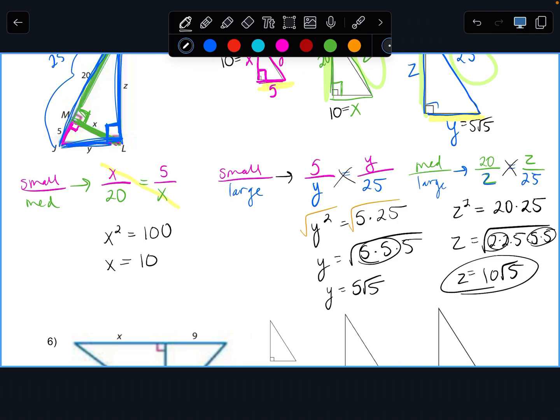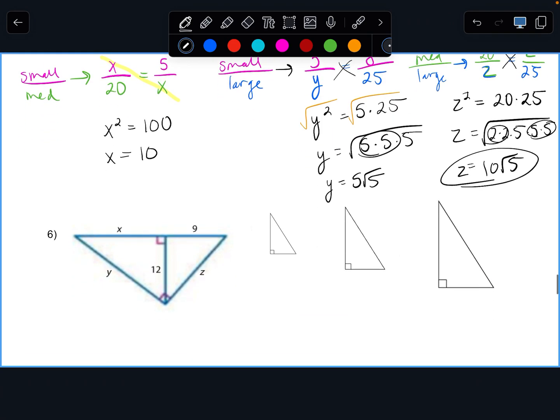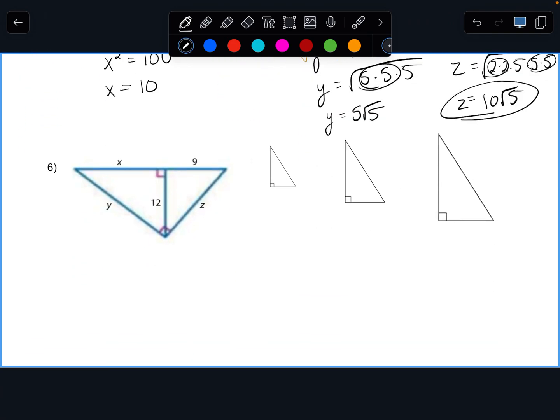Is there any questions at all where numbers are coming from? Okay, last one. Okay, small. Last one.